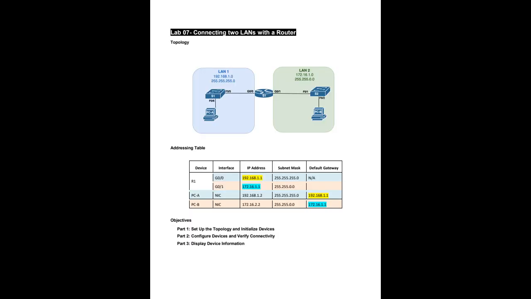Okay, building a simple network, connecting two LANs with a router. All right, so this is an explanation of the lab itself. We'll go to Lab 7. Yeah, this is our lab. In this lab, we have two switches connected with one router, two LANs connected with a router, and we are given the IP addresses. So let's start building the network.